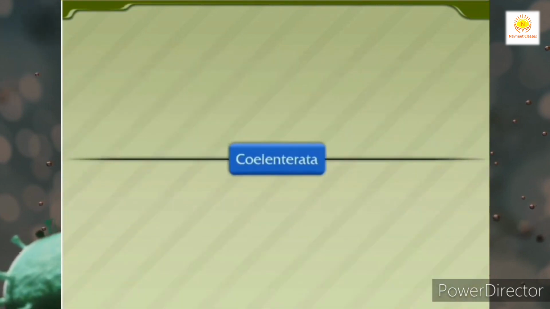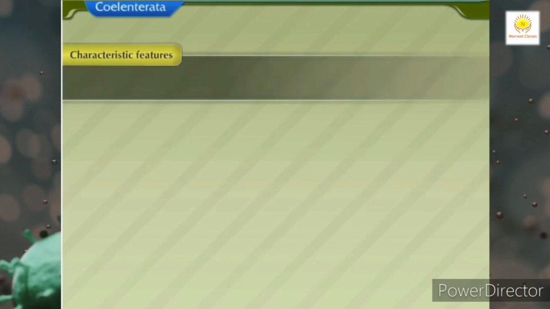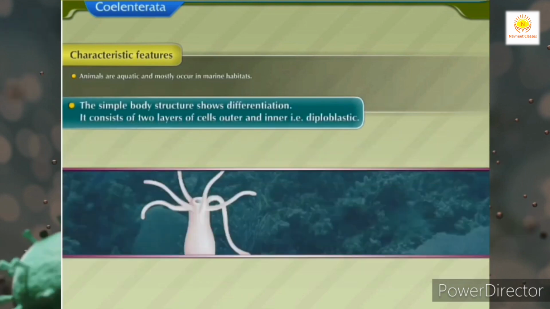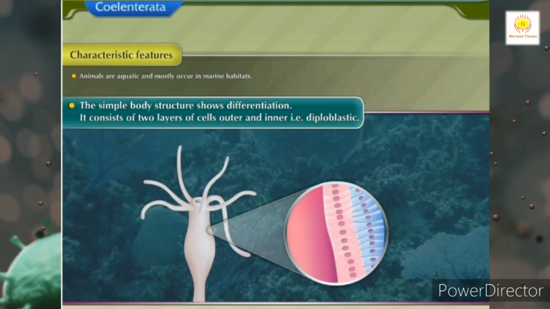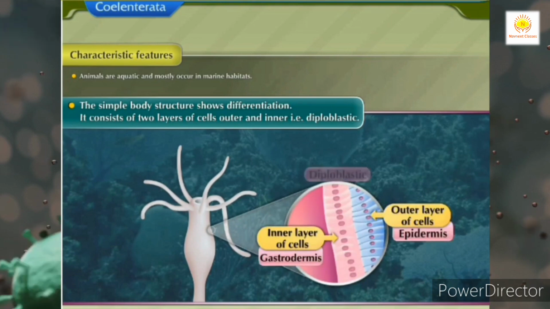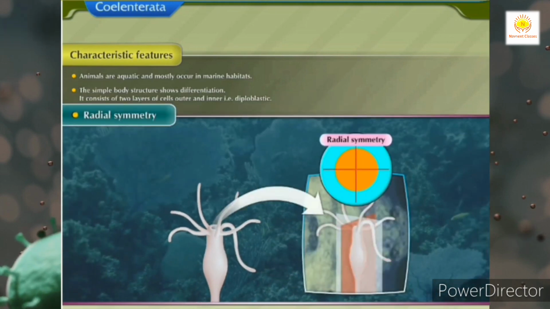Coelenterata. The characteristic features of this phylum are: the animals are aquatic and mostly occur in marine habitats. The simple body structure shows differentiation. It consists of 2 layers of cells, outer and inner, that is, diploblastic, radial symmetry.